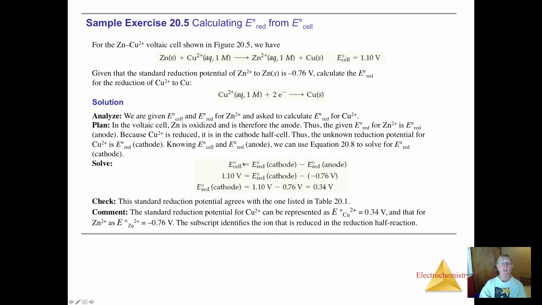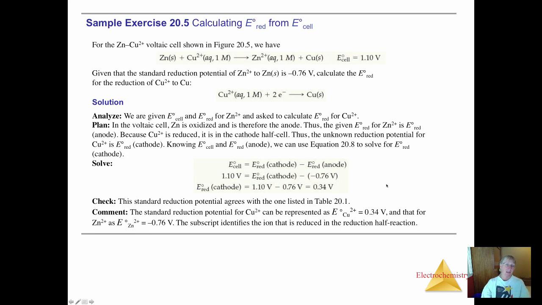Do you know the total voltage of the cell? Yes, it was given to you. Do you know the reduction potential at the cathode? No, pretend you don't have a chart. But you do know that the standard reduction potential of zinc is negative 0.76. So to solve using simple algebra, 1.10 volts, and this is subtracting a negative is adding a positive, but I have to subtract 0.76 from each side. The difference between the total voltage of the cell and the standard reduction potential at the anode is the standard reduction potential at the cathode.